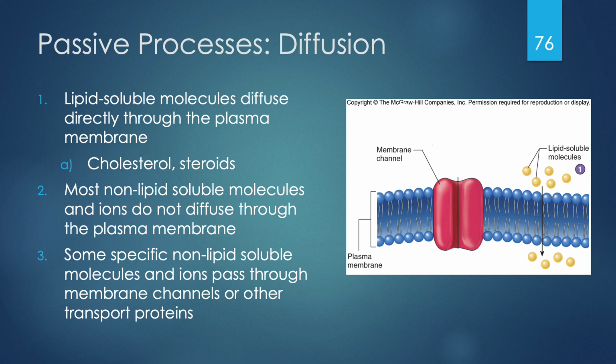Lipid-soluble molecules are going to be able to diffuse directly through the plasma membrane, even though the plasma membrane is a selectively permeable membrane. Examples of this include things like cholesterol and steroids. However, most non-lipid soluble molecules, and ions too, don't diffuse through the plasma membrane on their own. Some specific non-lipid soluble molecules and ions are going to pass through membrane channels or other transport proteins. We're going to discuss these coming up.